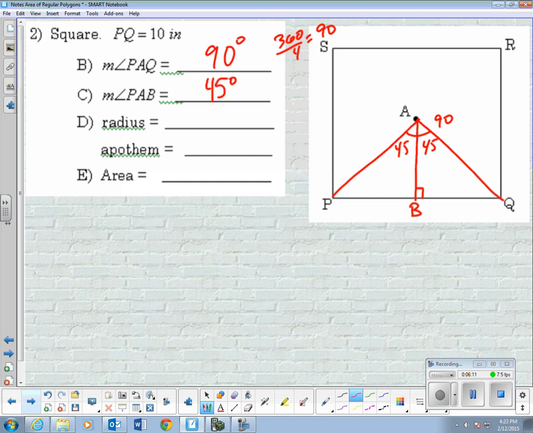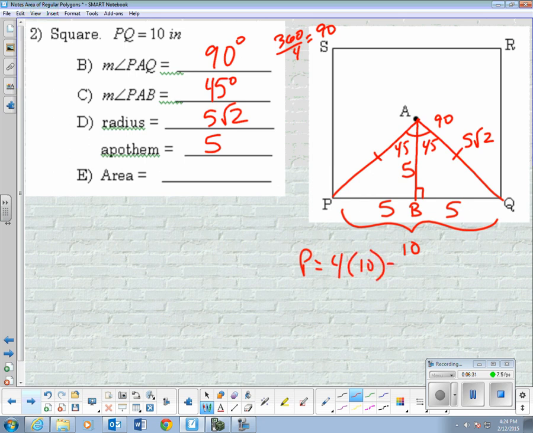And so then it told me that PQ from here to here was 10. So this is like an isosceles triangle. So this is 5 and this is 5. And in a 45, 45, 90, the apothem would be 5 and this would be 5 square root of 2. So our radius is 5 square root of 2. Our apothem is 5. So if we do our perimeter work, our perimeter will be 4 times 10, which is 40.